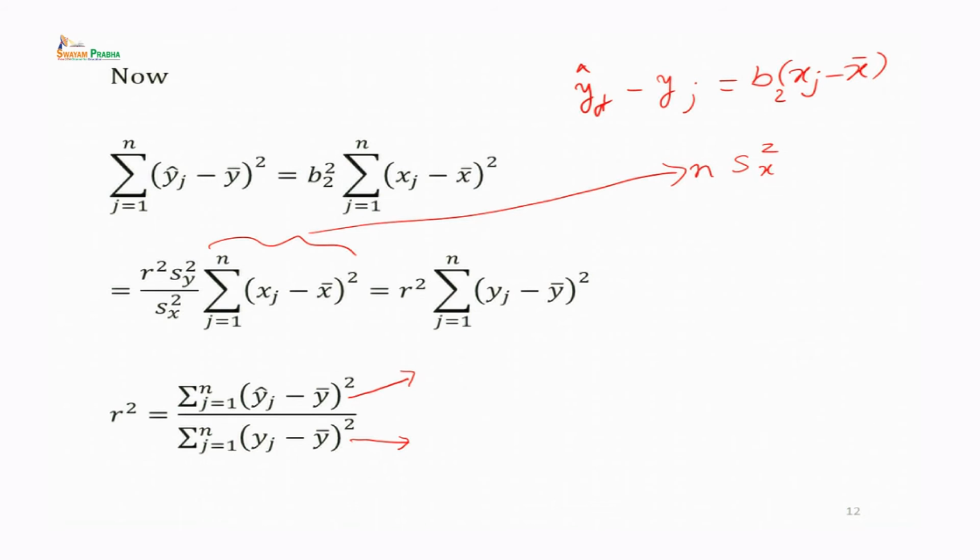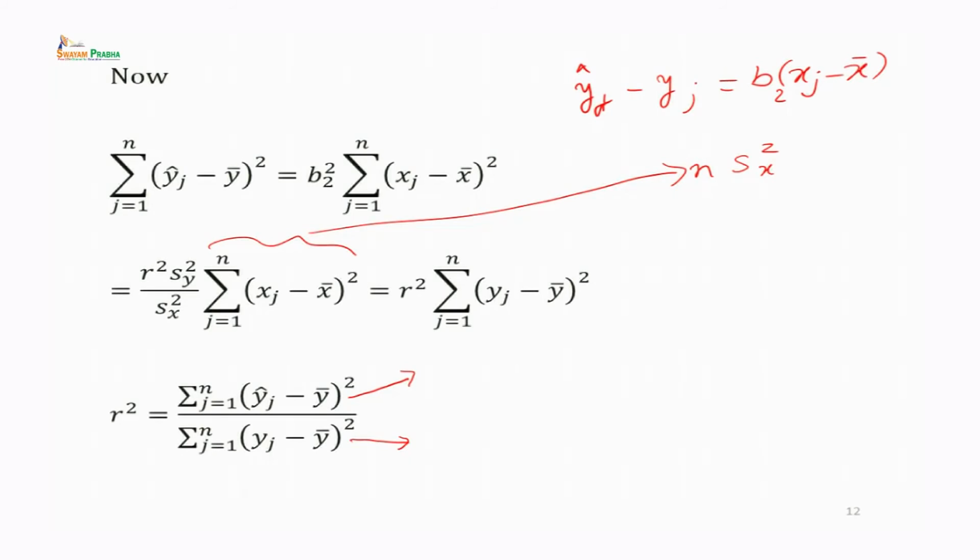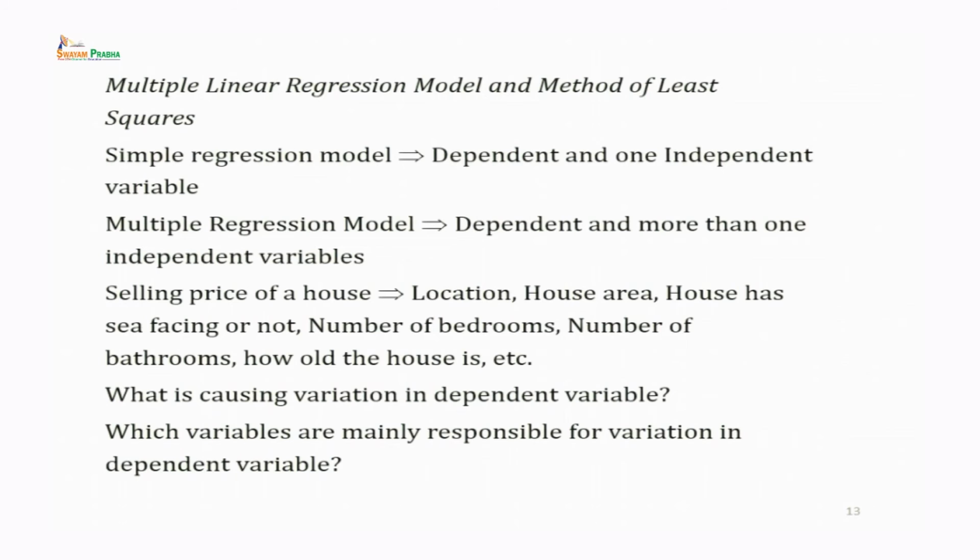So, if r square is large, meaning r square is close to 1, the maximum, a large amount of variation in y_j's has been explained by the regression. So, then we say that the regression is good. So, this quantity is a measure of goodness of the regression.